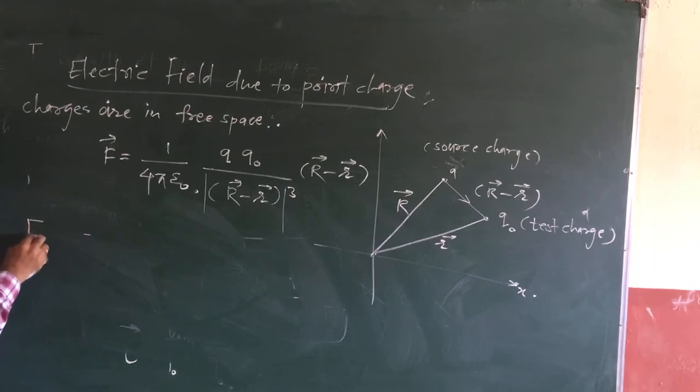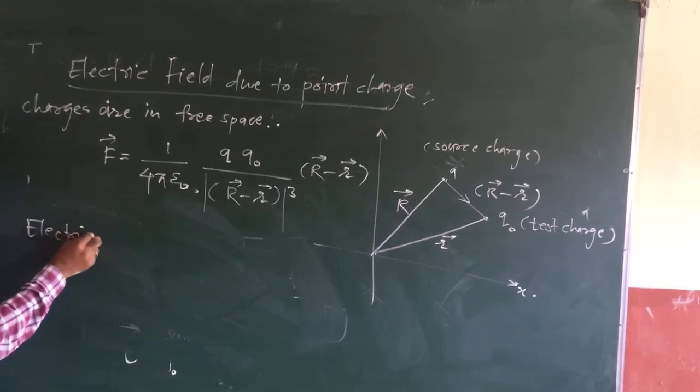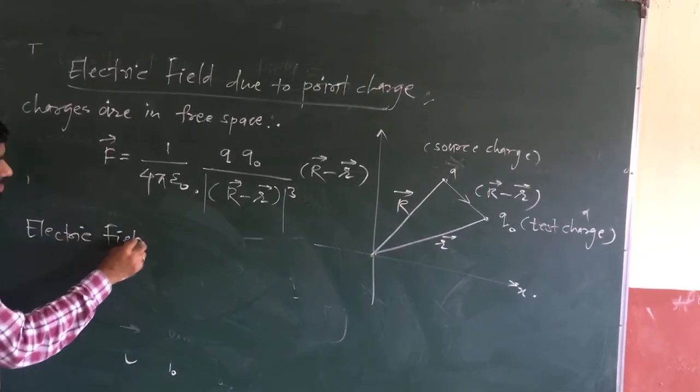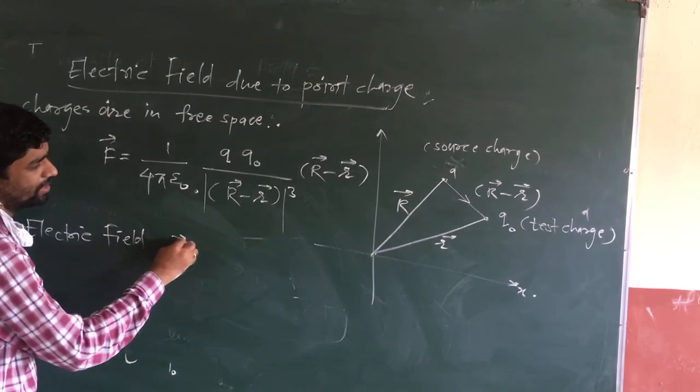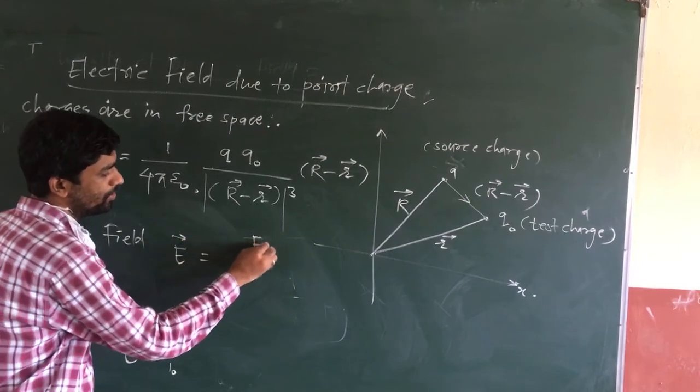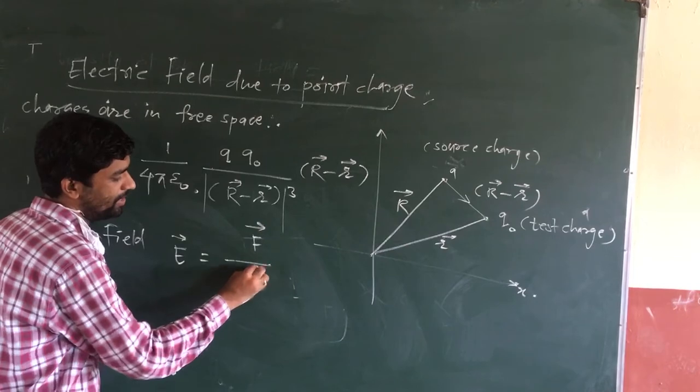Now how will you define the electric field? The electric field E vector is equal to the electrostatic force divided by the test charge.